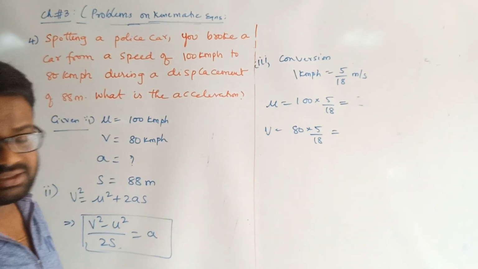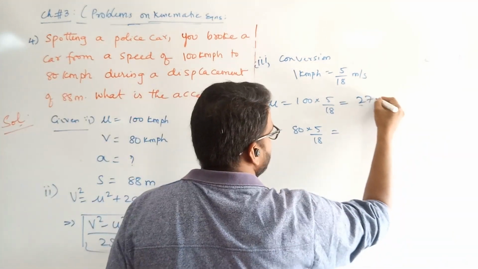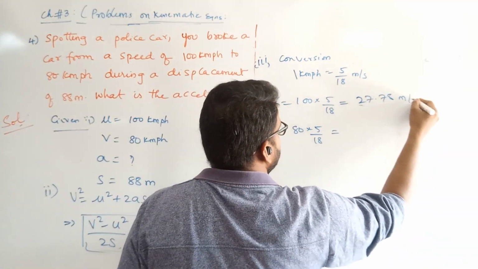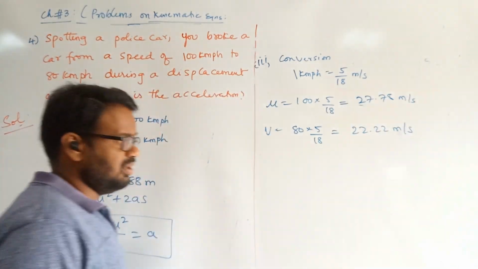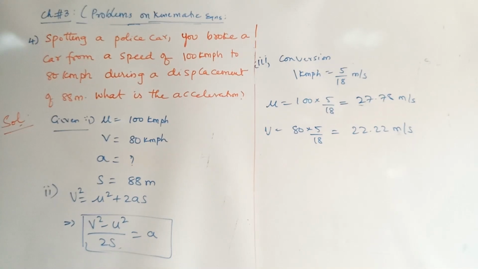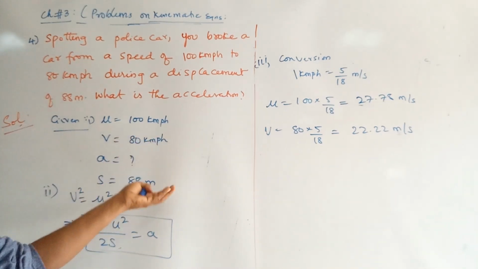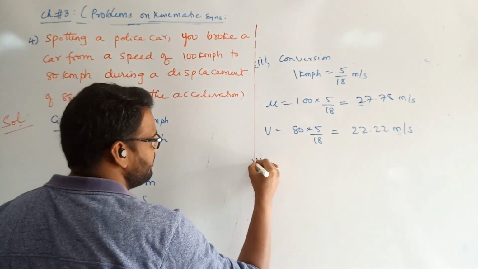It is 27.78 meters per second. This is 22.22 meters per second. You can use your calculators to check that. Now we have converted the data also. What is the final step now? The final step is substitute and calculate.